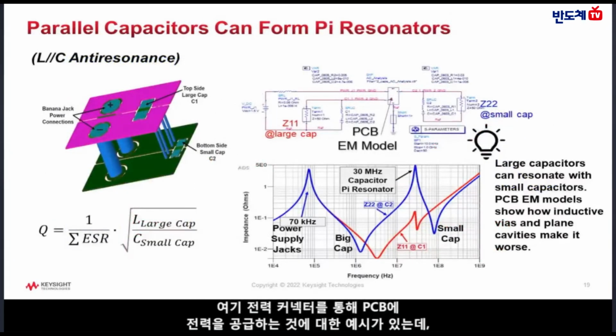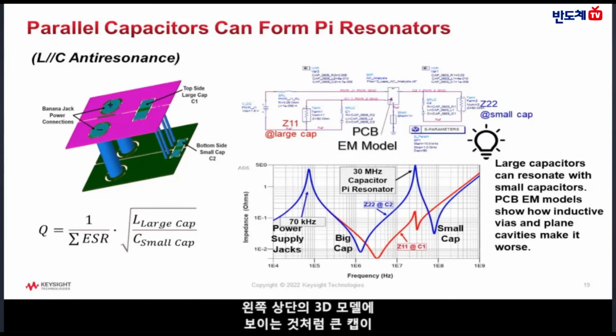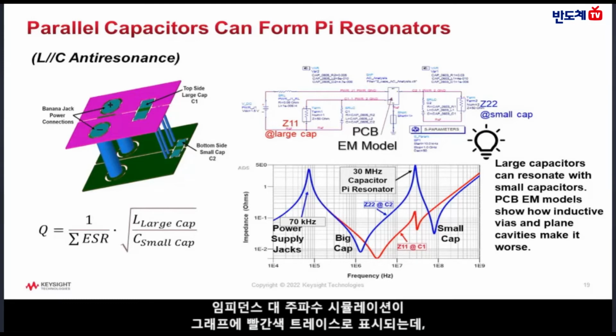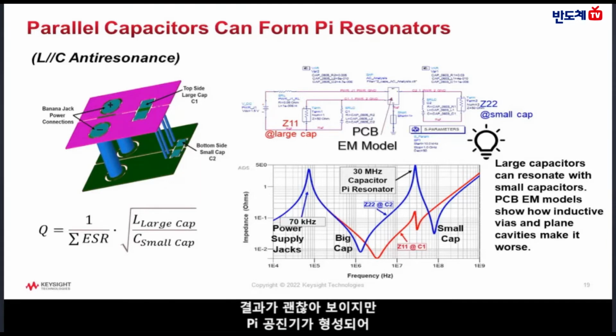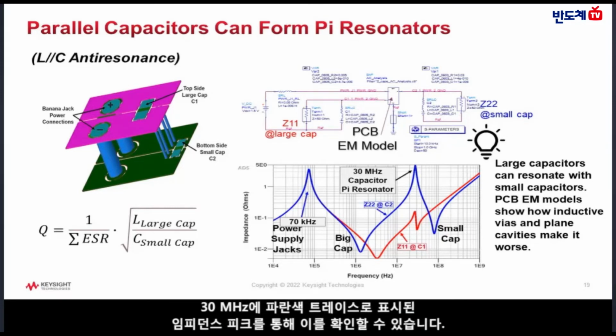Here is an example of bringing power onto a printed circuit board through a power connector where a large cap has been placed on one side of the board and then a small cap on the opposite side, as shown in this 3D model in the upper left. Simulation of the impedance versus frequency at the large capacitor, shown by the red trace in the graph, may look okay, but due to the pi resonator that is formed, there is a huge impedance peak seen at the small capacitor location, shown by the impedance peak at 30 MHz in the blue trace.